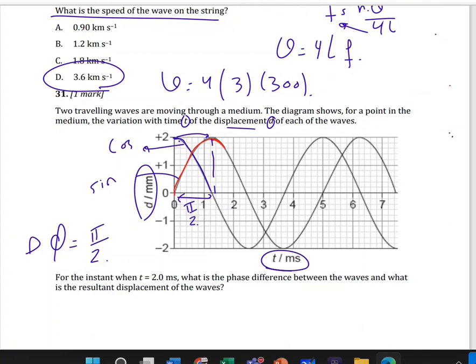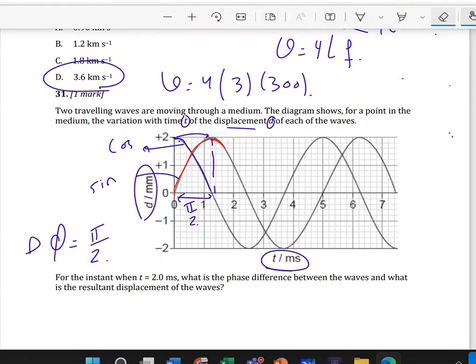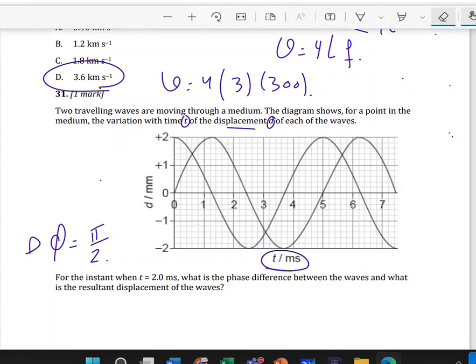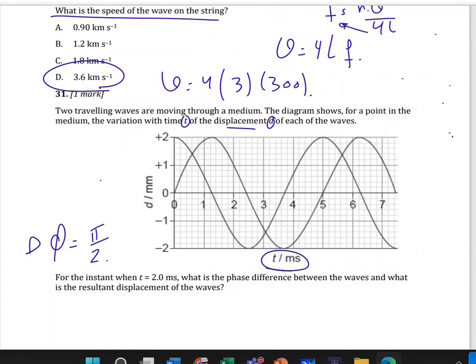Now, when t equals 2 millisecond here, what is the phase difference? Okay, and what is the resultant displacement? The resultant displacement of the wave.